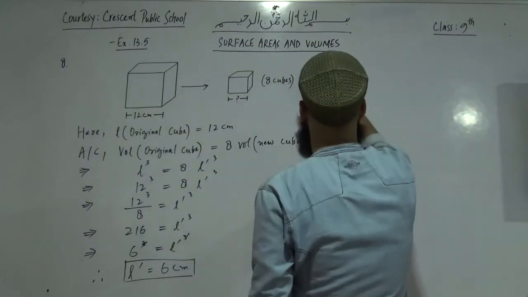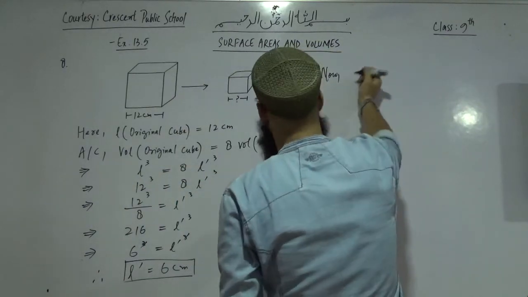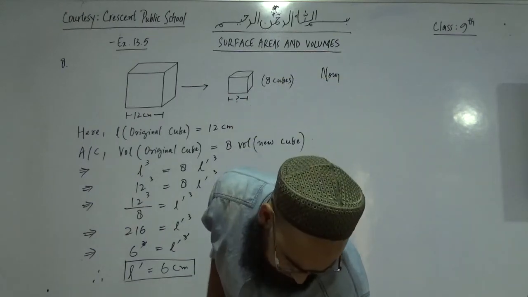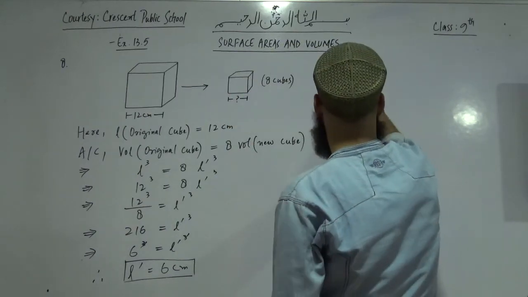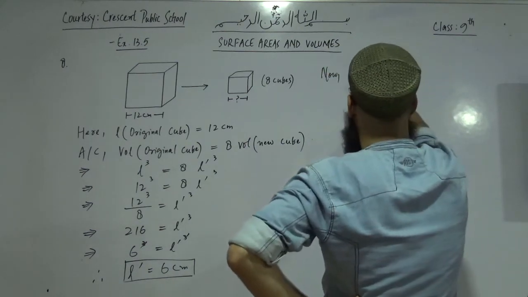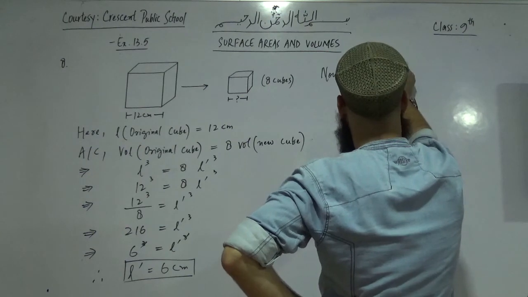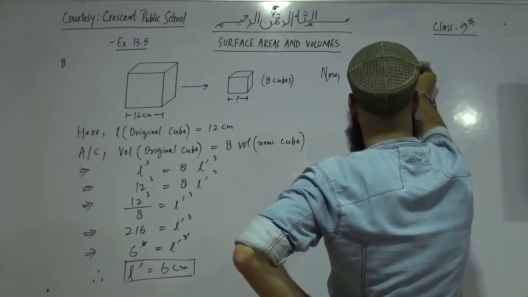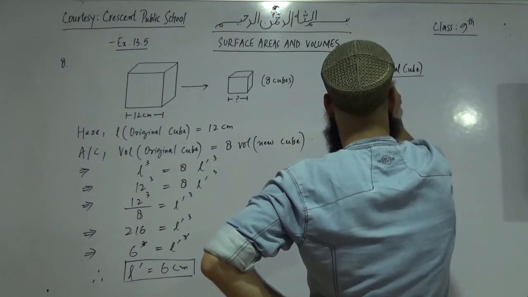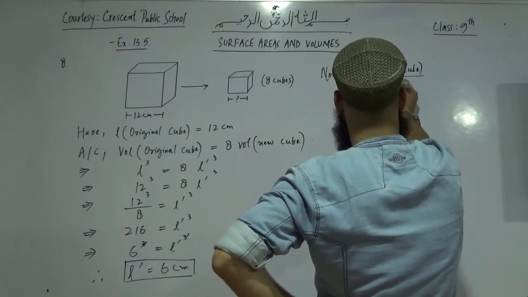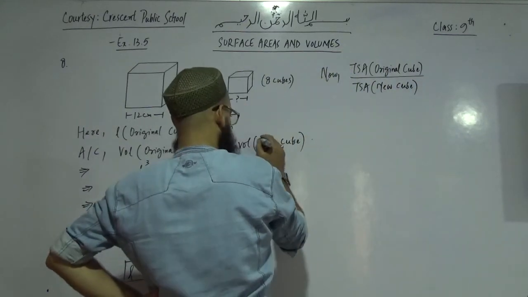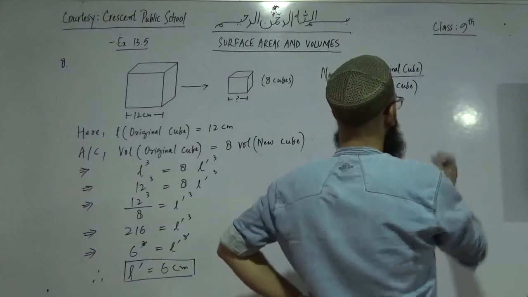Now find the ratio of their surface areas. Is it total surface areas? Yes. Find the ratio between the total surface areas. Now the total surface area of the original cube divided by the total surface area of the new cube is equal to what?